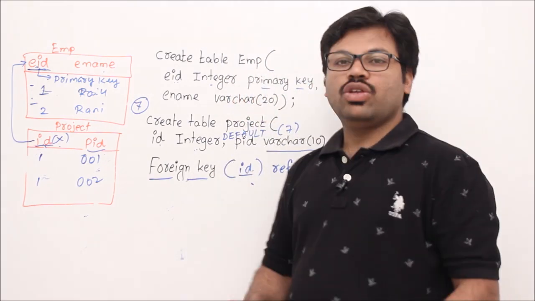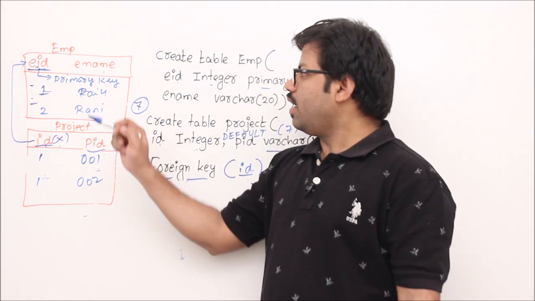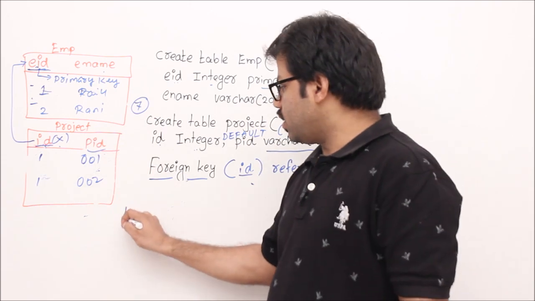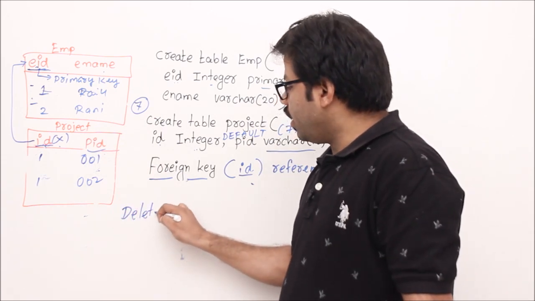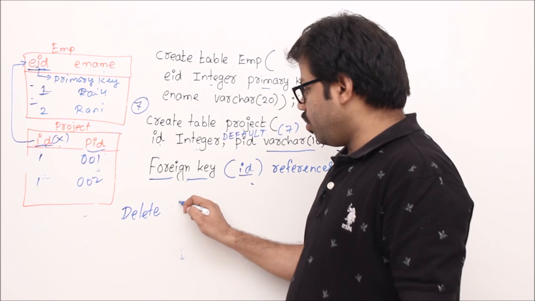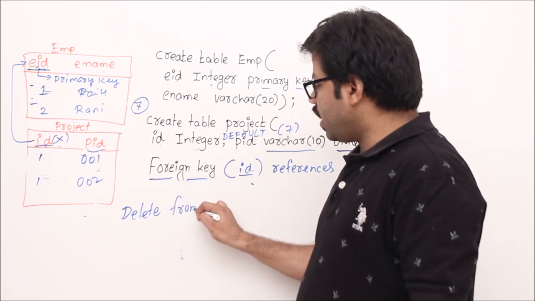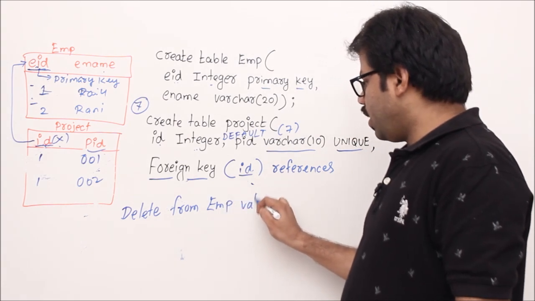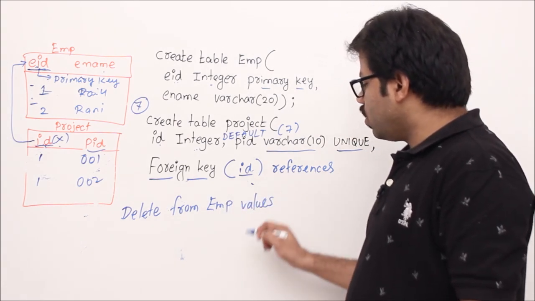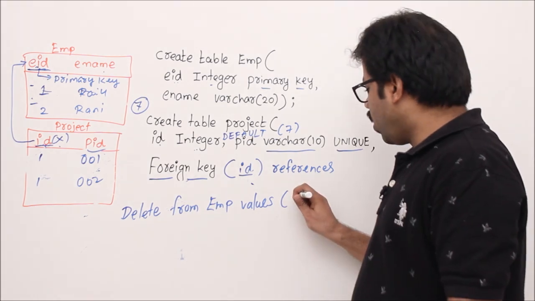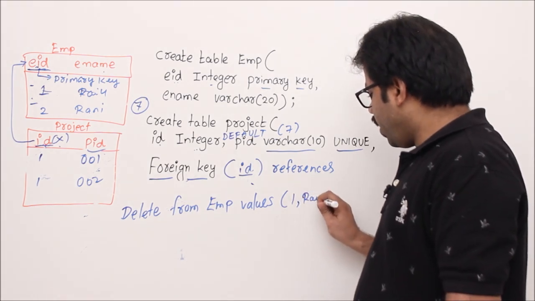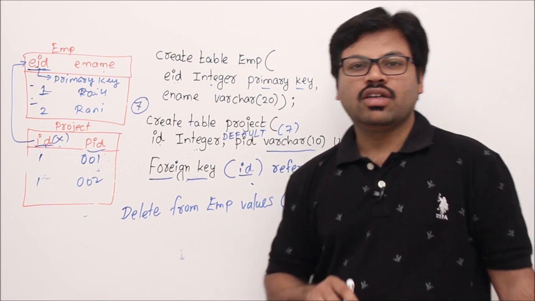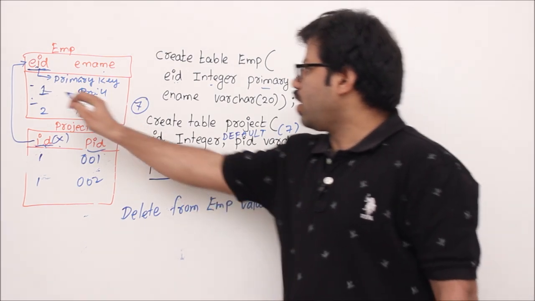Now suddenly you wrote a command like this, for deleting data. Delete from table. So delete from, what is the table name? Employee. Delete from employee values. What are the values you want to delete? 1 comma Raju. So when you write this command like this, what happens is, 1 comma Raju will be deleted.